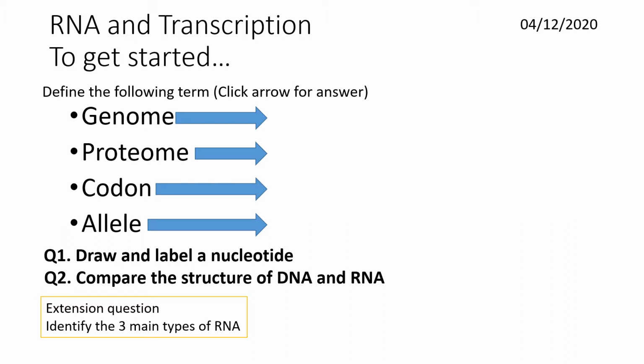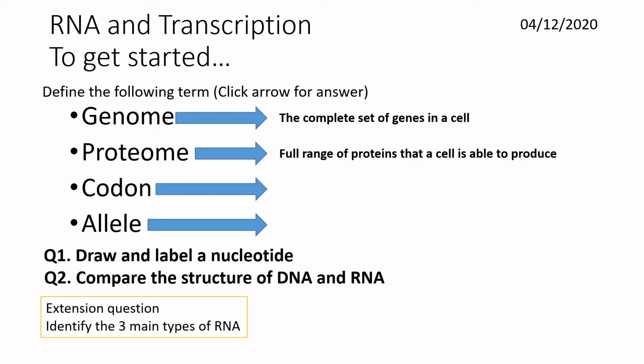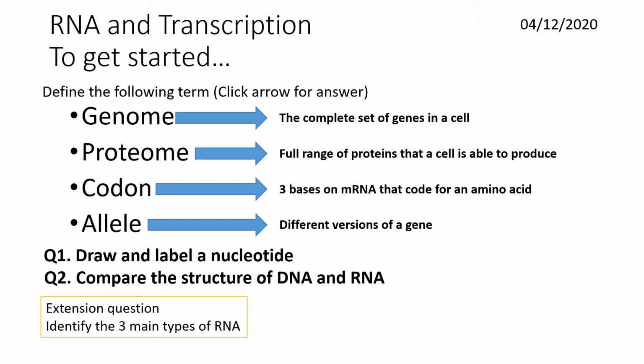The genome refers to the complete set of genes in a cell. The proteome is the full range of proteins that a cell is able to produce. A codon refers to a triplet of bases, three bases that occur on a messenger RNA, and an allele is the different versions of a gene. You're also asked to draw and label a nucleotide.